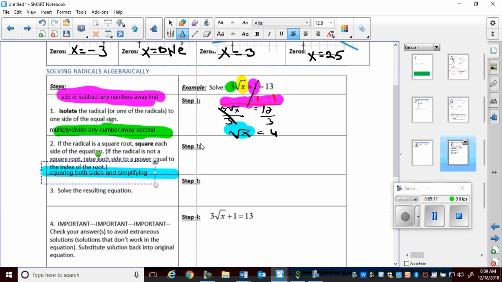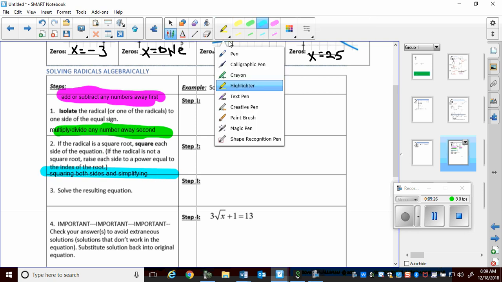So it says the radical is a square root, and it is. We'll square each side of the equation. If it was a cube root, we would cube each side. If the radical is not a square root, raise each side to the power equal to the index of the square root. So I told you square both sides and simplify.